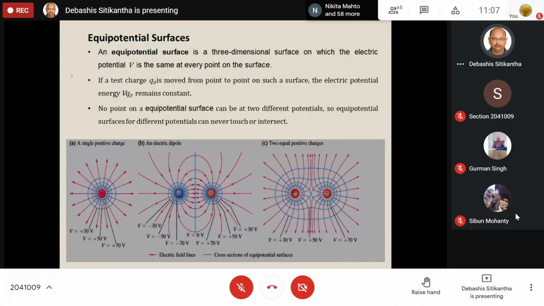Just imagine that I am having an AC source over here, and let us say the phase terminal, the phase wire, or sometimes we call it the hot wire, is connected to a conductor which is hanging in air. The neutral point is grounded.